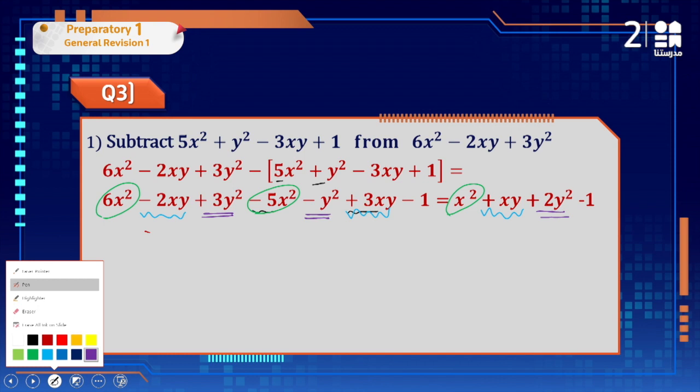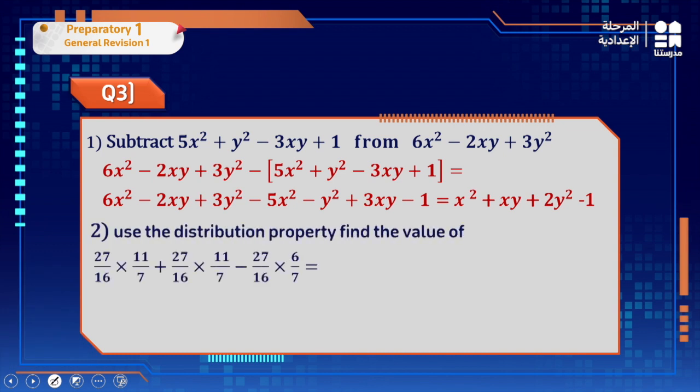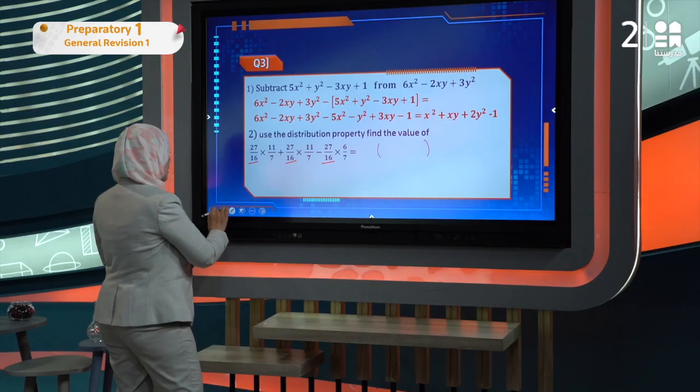Then use the distribution property to find the value of this expression. What does it mean, distribution property? I have a number multiplied by something, and inside plus or minus. What is the repeated number here? As you can see, 27 over 16 is repeated, then plus 27 over 16 times 11 over 7, then minus 27 over 16. So I'm going to write 27 over 16 outside the brackets. Here it is.